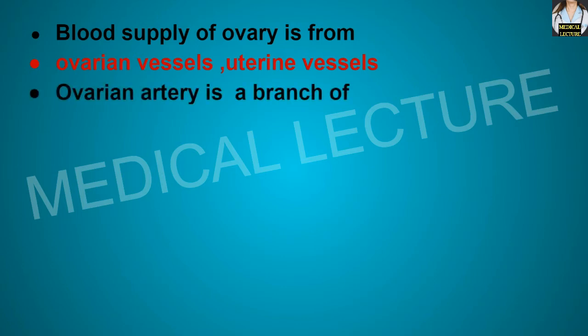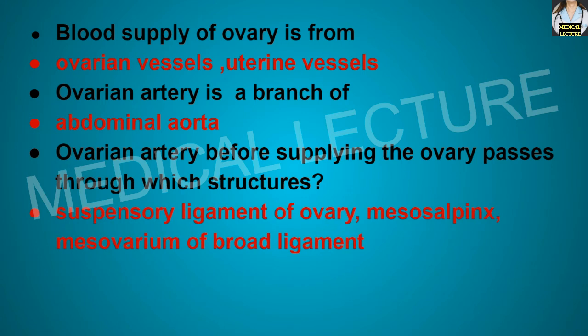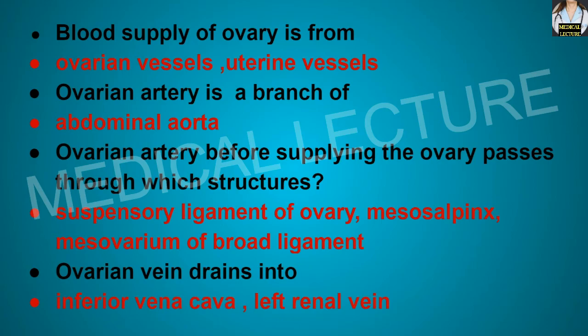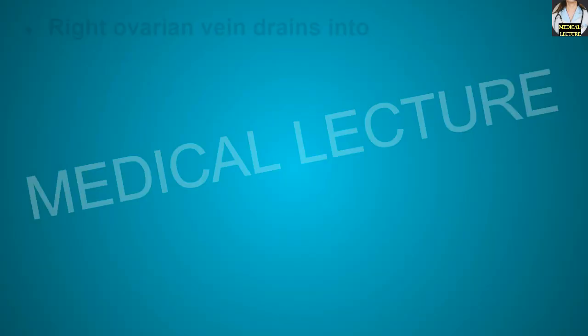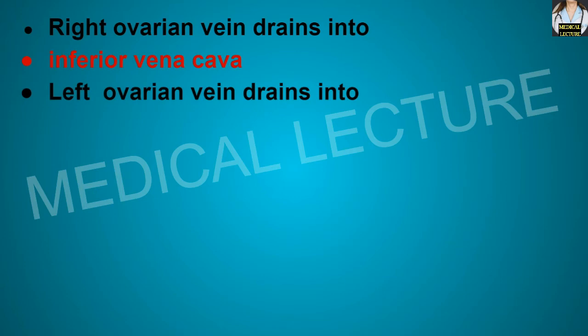Ovarian artery is a branch of abdominal aorta. Ovarian artery, before supplying the ovary, passes through which structures? It passes through the suspensory ligament of ovary, mesosalpinx and the mesovarium of the broad ligament. Ovarian vein drains into inferior vena cava and the left renal vein. Right ovarian vein drains into inferior vena cava. Left ovarian vein drains into left renal vein.